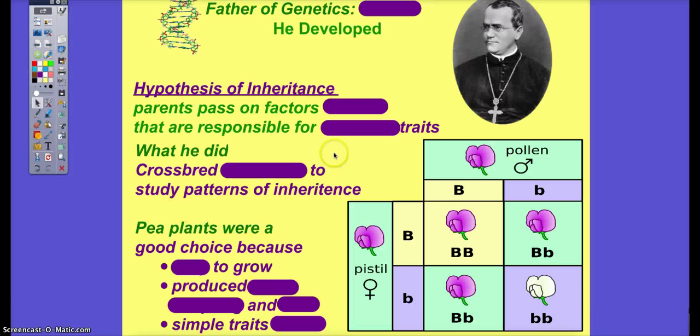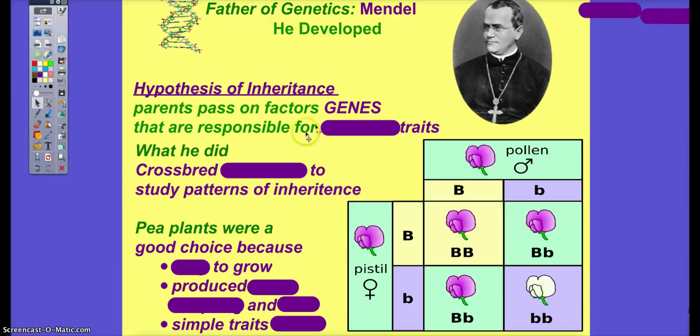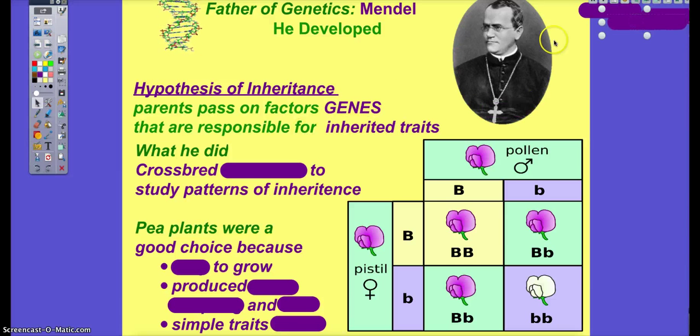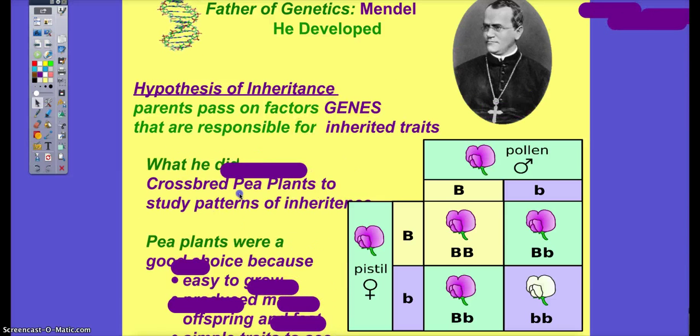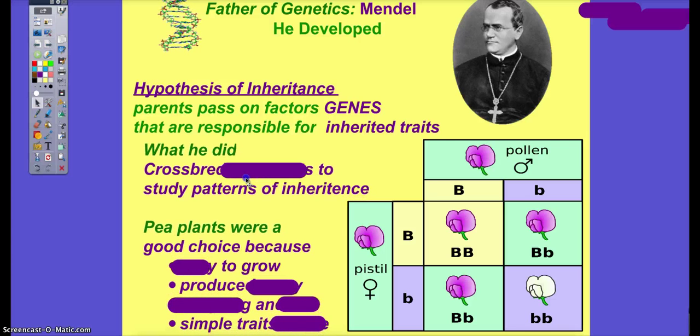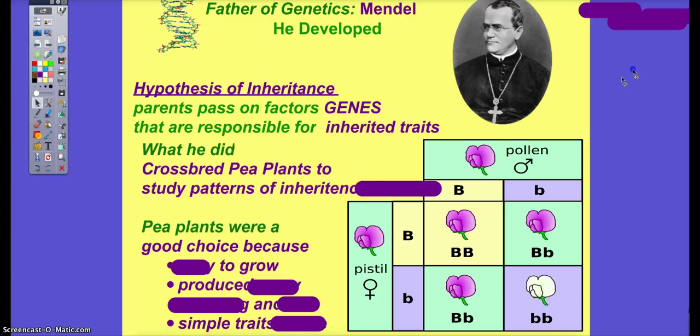Who is the father of genetics? What did he do? He tested on pea plants, and he came up with the hypothesis of inheritance or heredity. He discovered genes, you could say. And he crossbred pea plants, as you mentioned. Why pea plants? Because he was like, oh, I like peas.